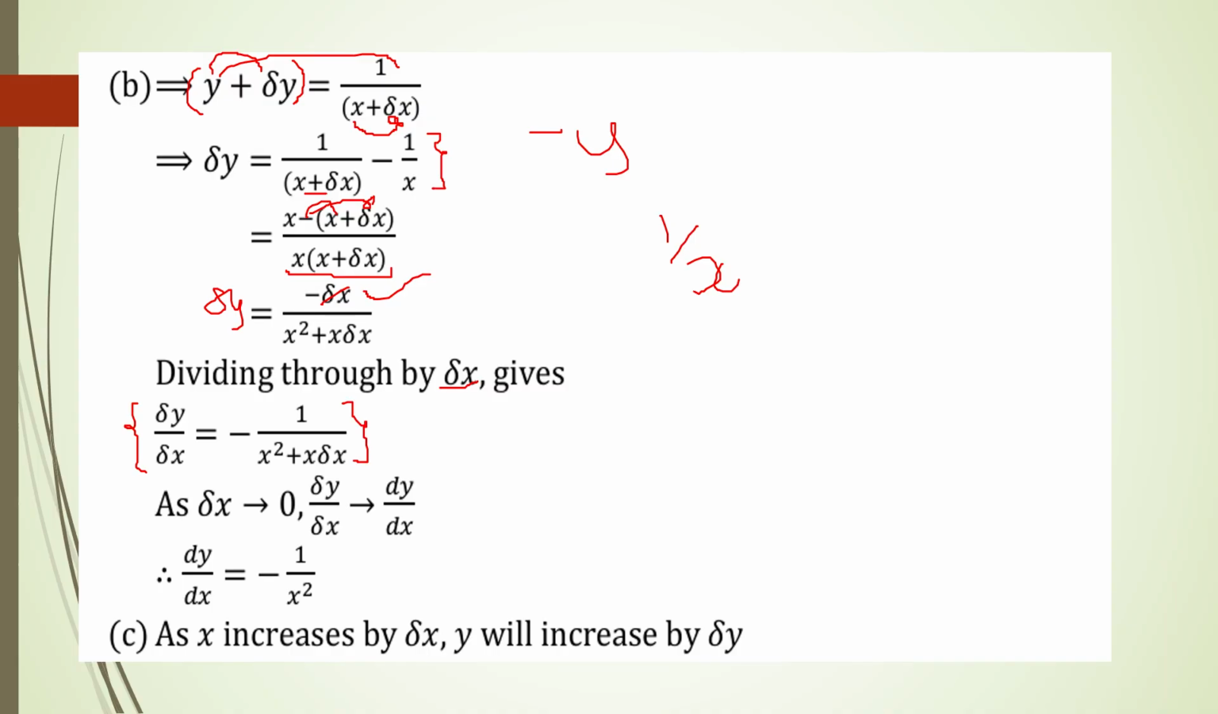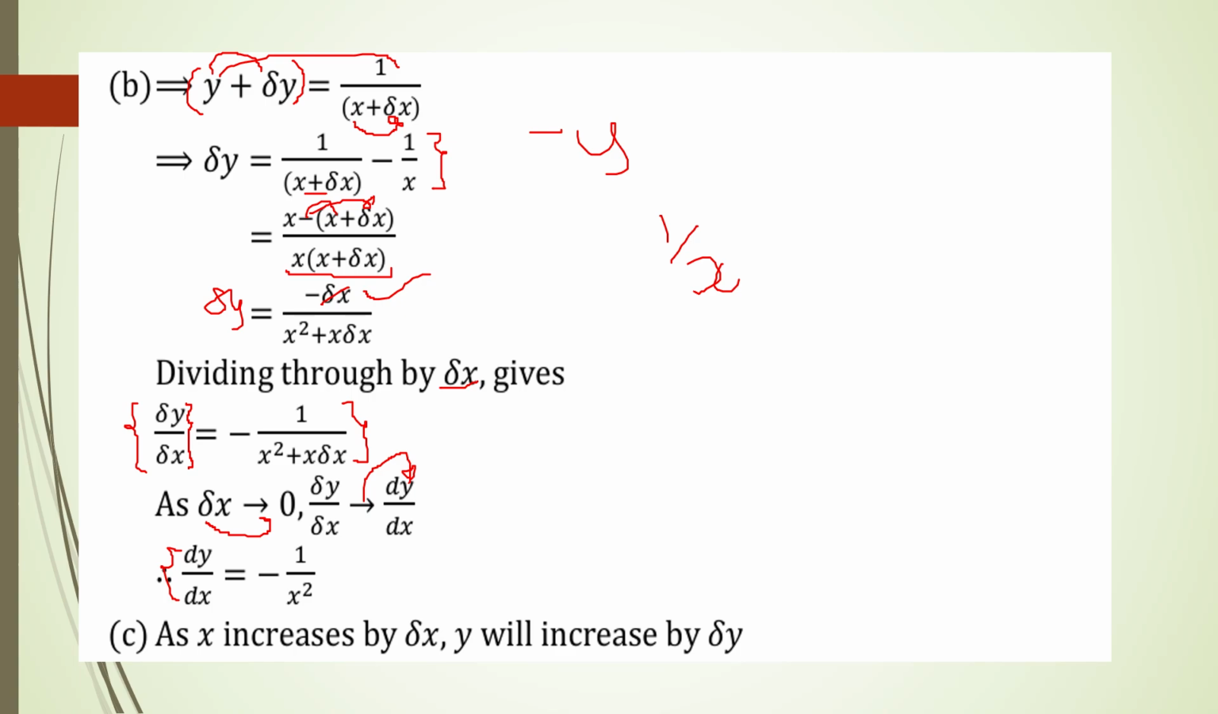Now we say that after getting delta y divided by delta x, you bring your assumption. As small change delta x or small change in x tends to 0, also delta y divided by delta x tends to dy dx. And therefore, your derivative is going to be equal to -1 divided by x squared.